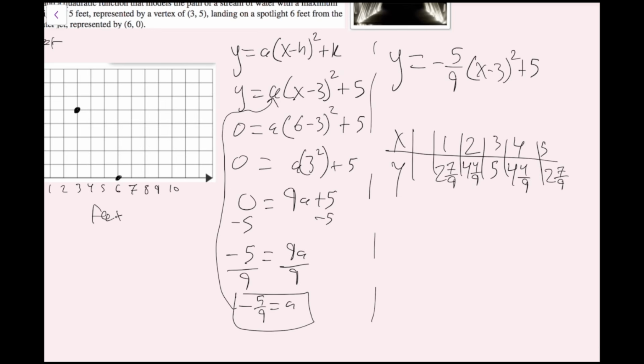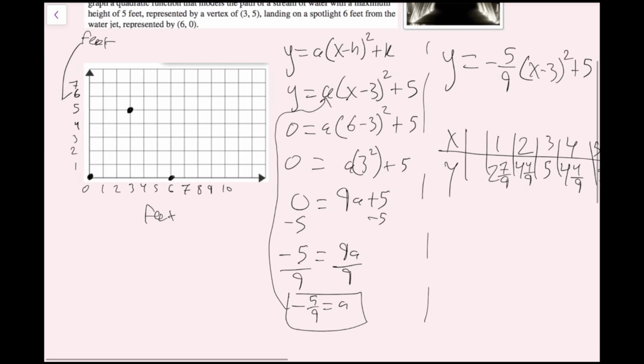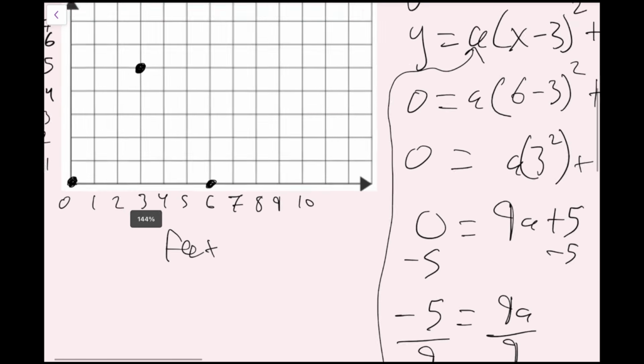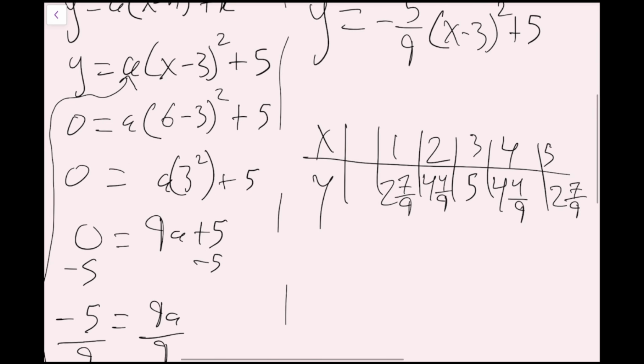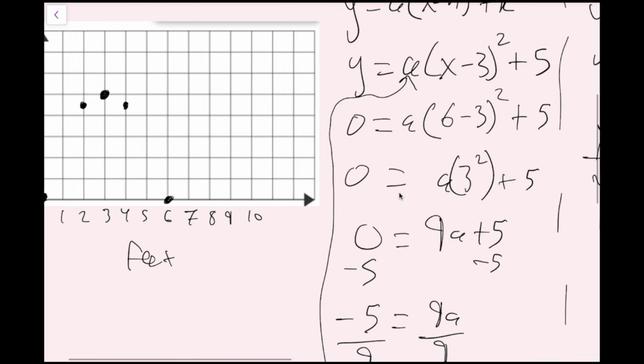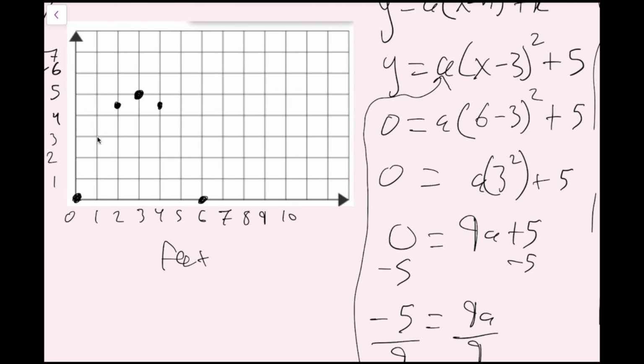So I'm just going to do my best approximation of plotting these ordered pairs. So 2, 4 and 4/9, that's going to be about halfway in between here. So something like that. And then for my other values, 2 and 7/9 for 1 and 5, that is going to be close to 3, but a little bit below. So here would be 3, so I'm going to go somewhere like that. And there.